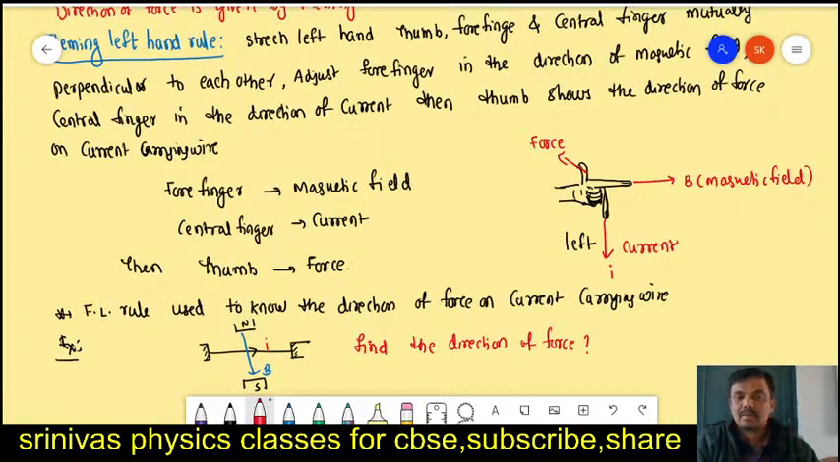Write in the chat box who is present now. Four members are there.